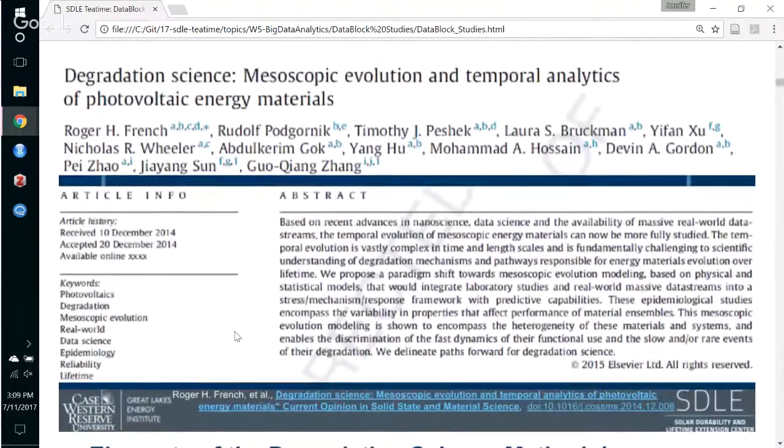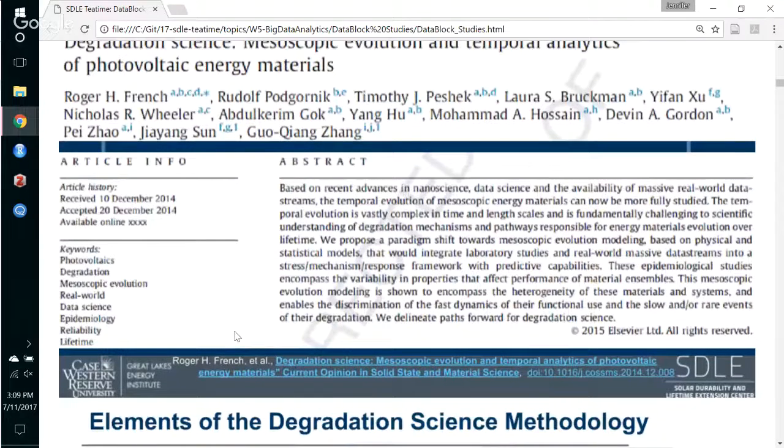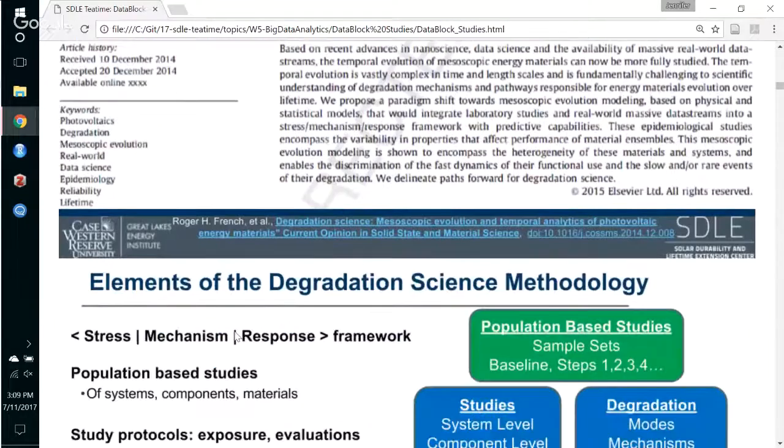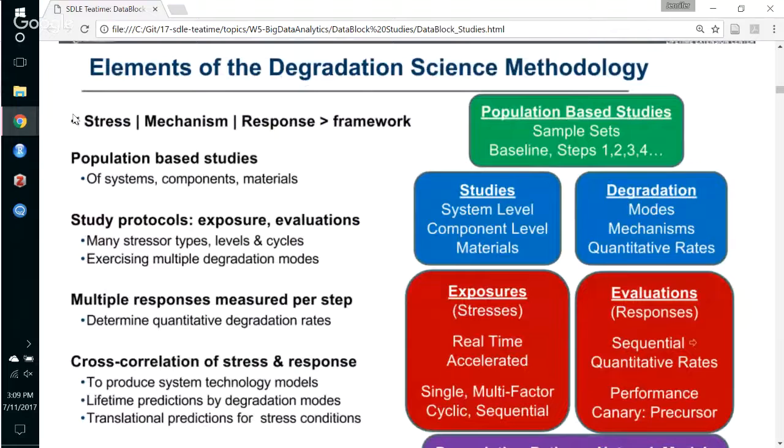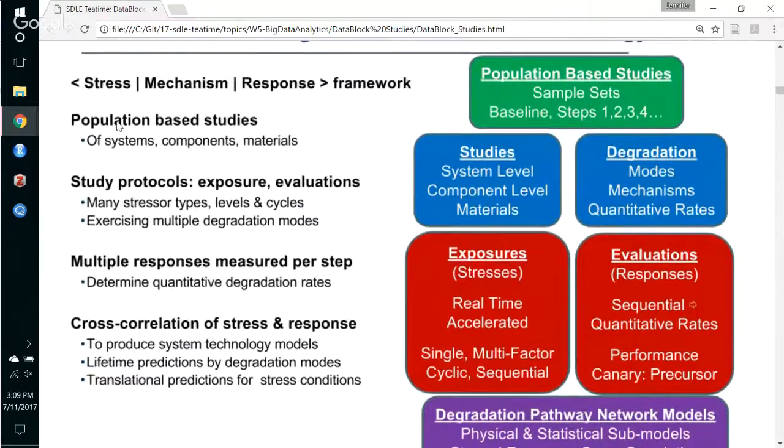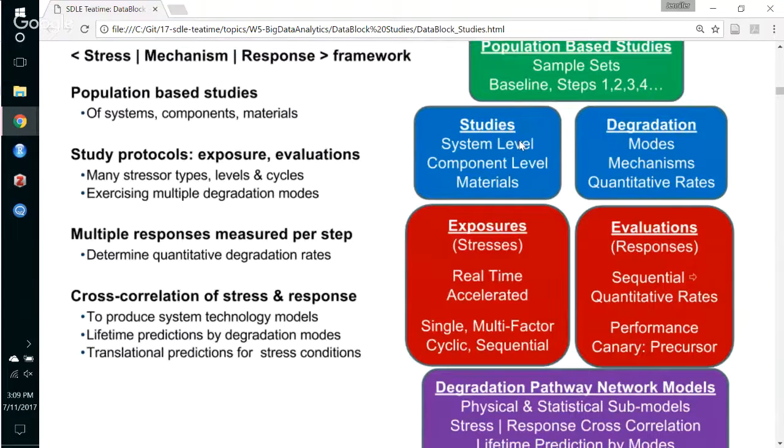But this really lays out the framework of how to design a study in the realm of degradation science. What that really focuses on is the stress mechanism response framework. So again, it's population-based studies, large numbers of samples, and it also incorporates a number of different levels of the system. So everything from systems to individual devices to materials inside those devices. And then looking at the modes and mechanisms of degradation in terms of the quantitative rates.